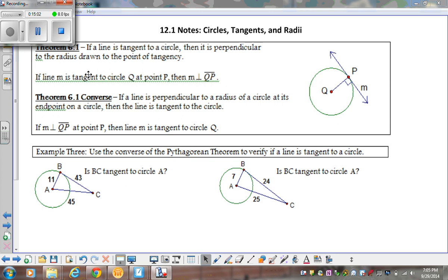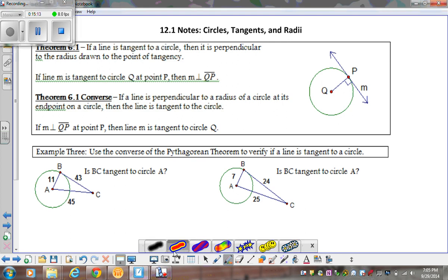So Theorem 6.1, I know you guys can read, but I'll go ahead and read it through with you. It says if a line is tangent, so if a line is touching a circle once, and we're just going to highlight that because that's the key piece here, if a line is tangent to a circle, then it's perpendicular to the radius. If you remember what we've talked about with perpendicular, that means two lines or two segments are intersecting at a 90-degree angle.